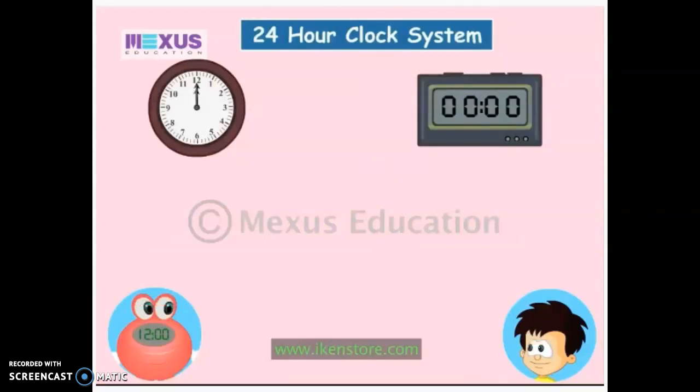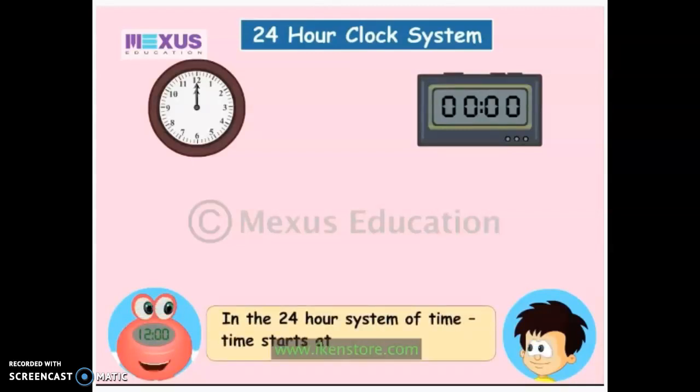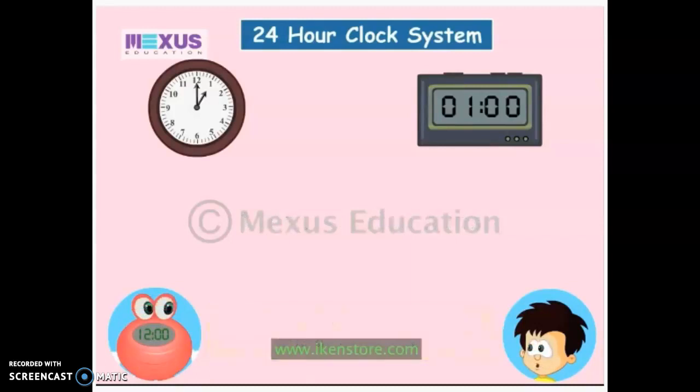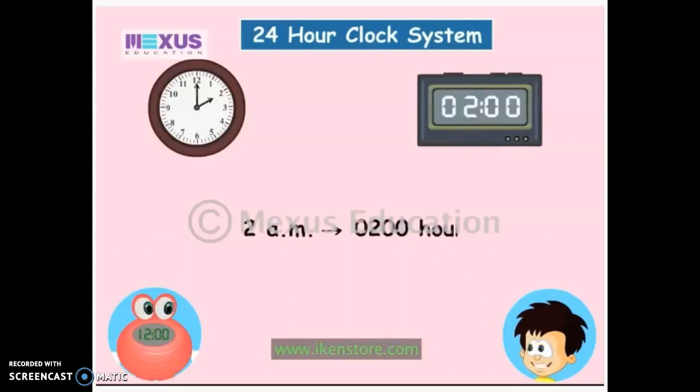Okay, listen. In the 24-hour system, time starts at 12 o'clock midnight. This is known as 0 hour. Then, the first hour after that is counted as 100 hours. The count of the hours continues like this. So you mean 2 a.m. will be written as 200 hours?